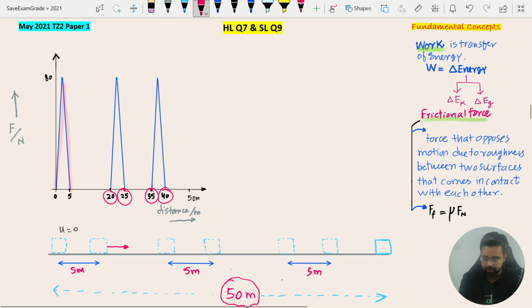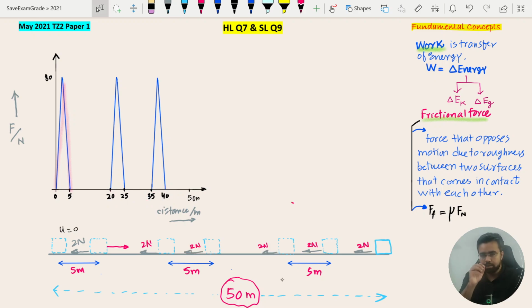And don't forget that during this motion a constant frictional force of 2 newton is applied continuously on this object. Because the forward applied force is more than this frictional force, this block will accelerate and gain kinetic energy, and ultimately you have to find out the final kinetic energy when it will cover the 50th meter.